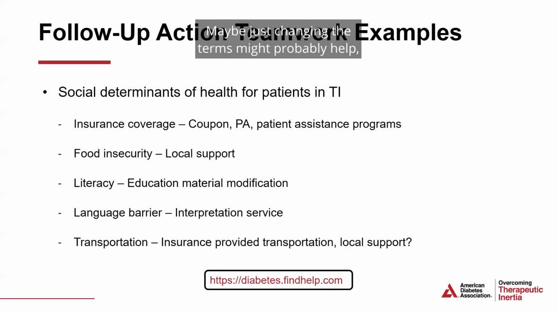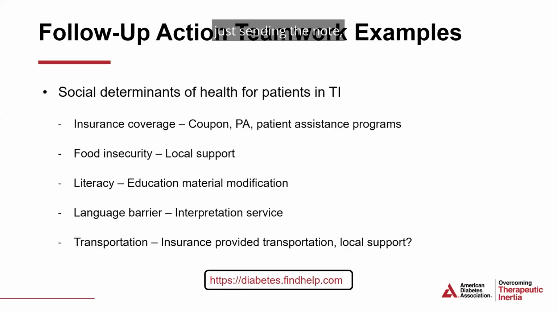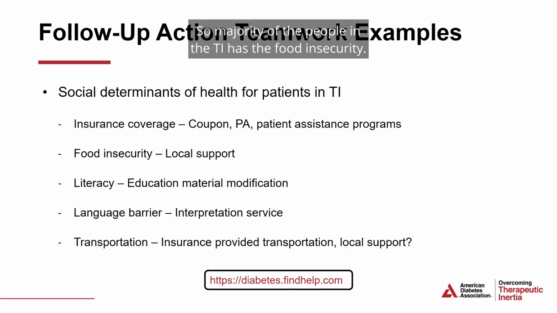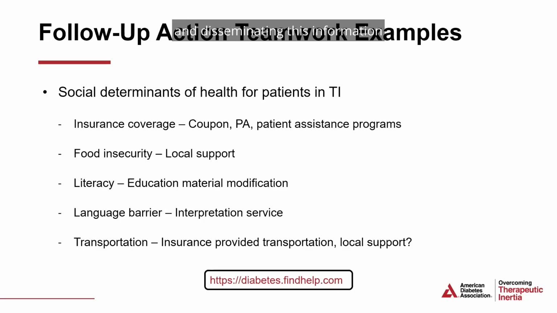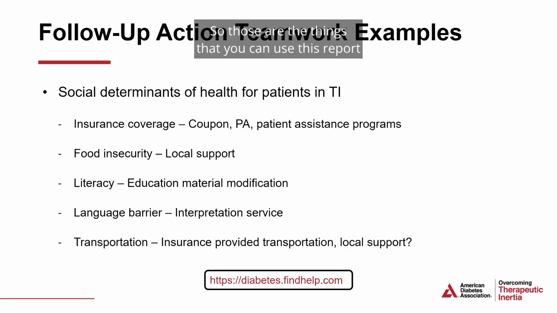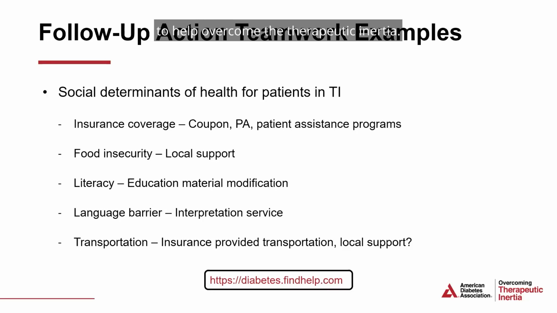Maybe changing the terms might help. Sending the note, faxing the note to the insurance company might help. Those kinds of things you will be able to do. Another example is food insecurity, right? If the majority of the people in the TI report have food insecurity, maybe having the information on the local food banks and disseminating it to the nursing staff, having a flyer out and giving it to the patients, might help. Those are the things you can use this report for to help overcome therapeutic inertia.